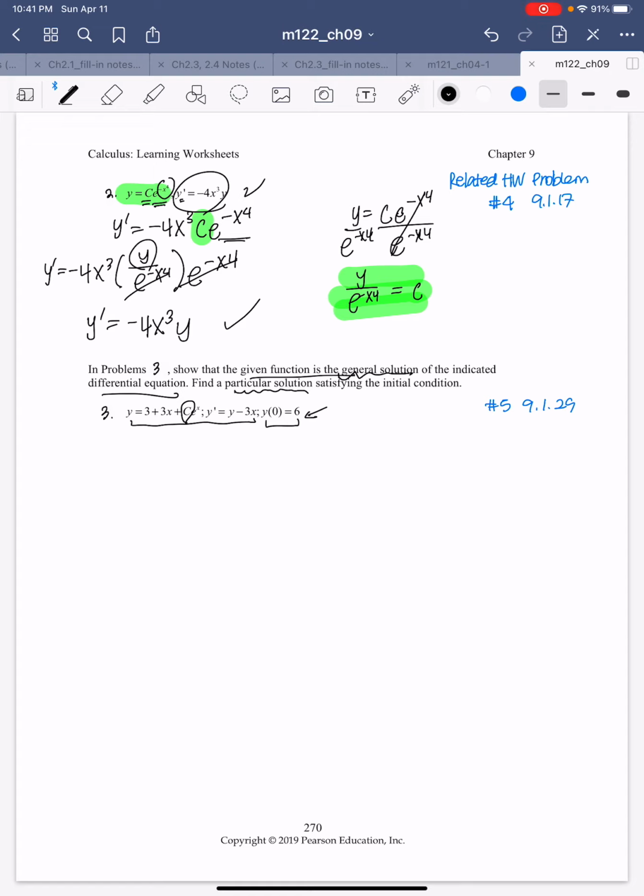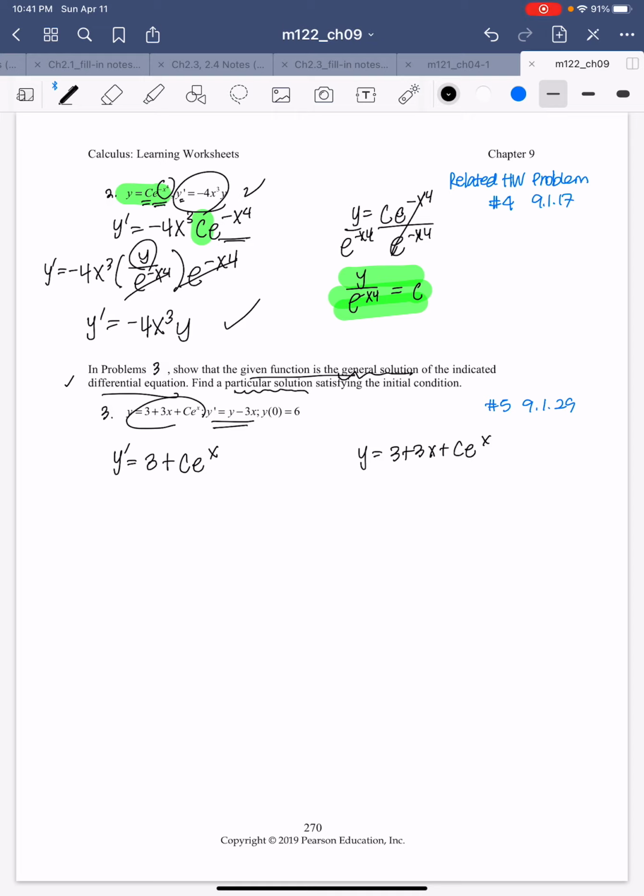Okay, so we'll do the two steps. Let's start with the first one, showing the general solution satisfies our indicated differential equation. We do the same thing. I will take the derivative. So y prime is equal to, the 3 is just a constant, so it disappears, 3 plus c e to the x. Now I need to plug it in to check and see that I'm getting this one right over here. This part: y is equal to 3 plus 3x plus c e to the x.